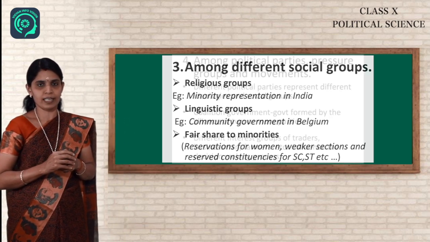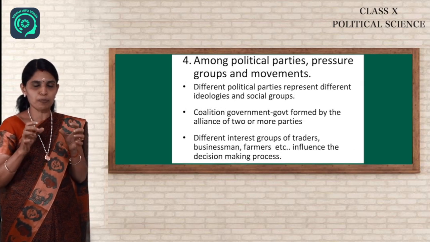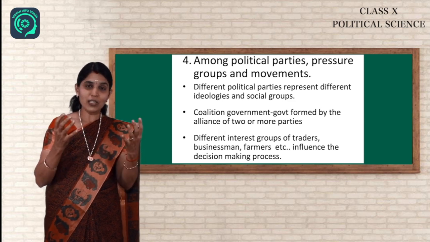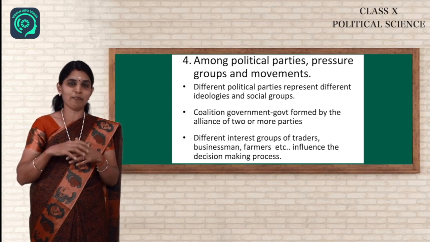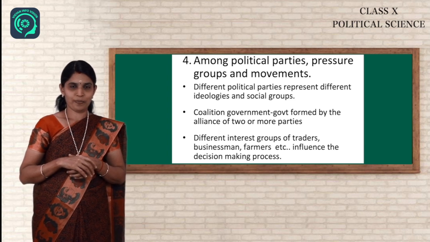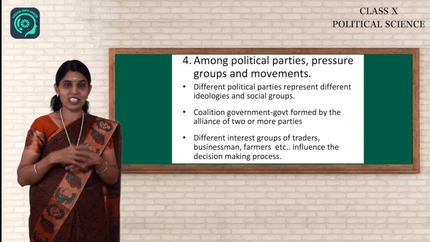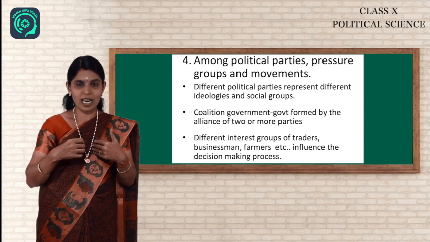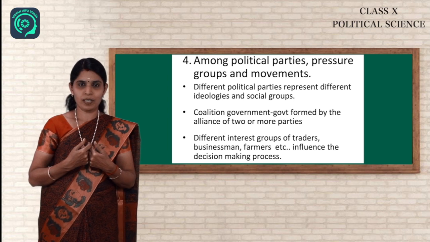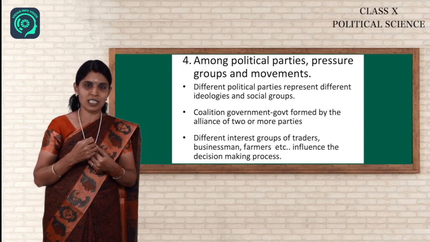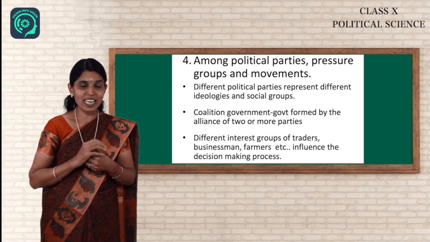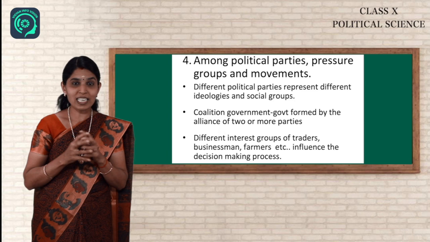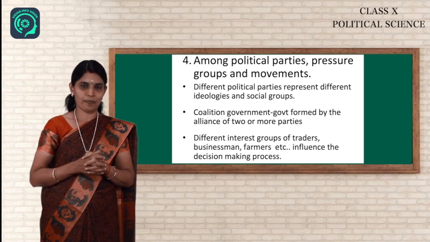Fourth form of power sharing is power sharing among different political parties, pressure groups and movements. We all know that political parties are very important in a democracy. At the time of election, it is very clear. In a democracy, citizens have the right to choose our rulers. Through which process it is possible? It is through the election. In election, who are competing? Mainly the political parties are competing.